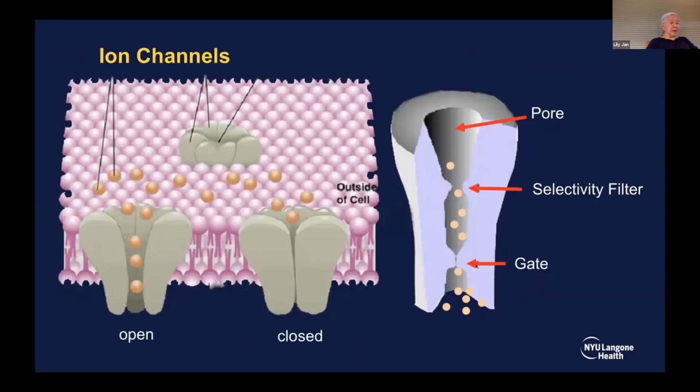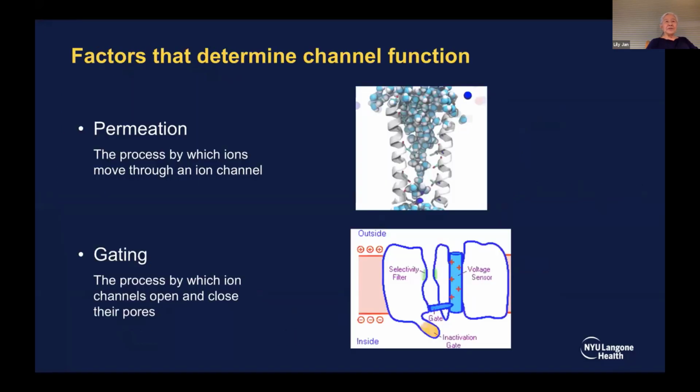So the cell membrane may have many different types of ion channels, and it's those that are active that determine the membrane potential. And if we look at an individual channel, they all have a pore that allows ions to go through. They have a selectivity filter that determines what kind of ions can go through. And then they have a gate that can control the opening and closing of the pore. So at the molecular level, the function of the channel includes permeation, passing ions, and gating.